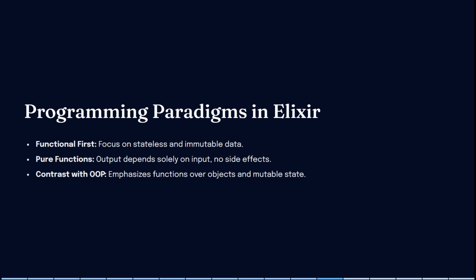Programming paradigms. Elixir is a functional language, meaning it emphasizes pure functions and immutable data, unlike object-oriented programming, where behavior is tied to objects. Elixir focuses on transforming data using functions. This leads to more predictable and maintainable code.